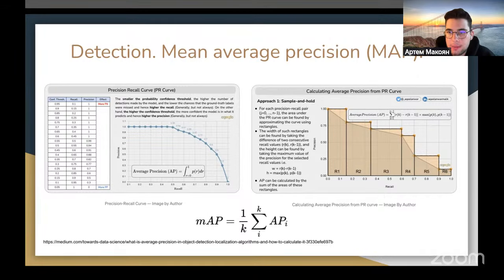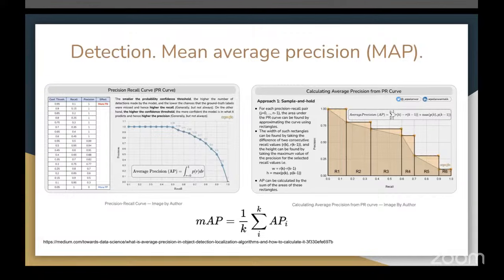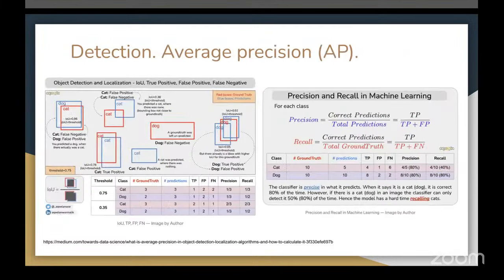Any questions? How do we detect, like, if we have several, how is it called, bounding squares? How do we choose which? I just didn't get how.